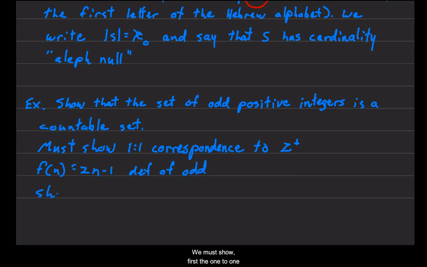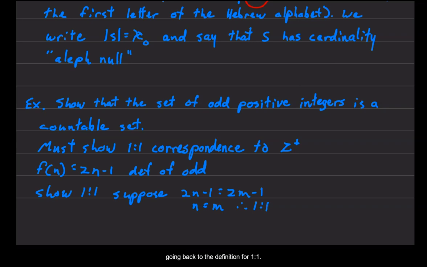And we must show, let's do first the one-to-one part. And we'll say, suppose that we have 2n minus 1 is equal to 2m minus 1. And if we solve for that, then we're left with n is equal to m. Since that is true, therefore this is one-to-one, going back to the definition for one-to-one.